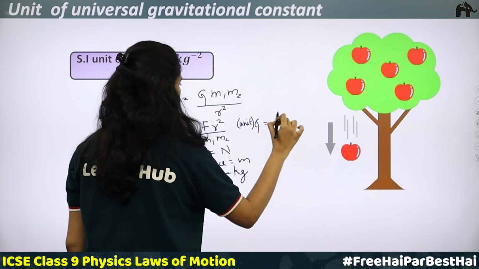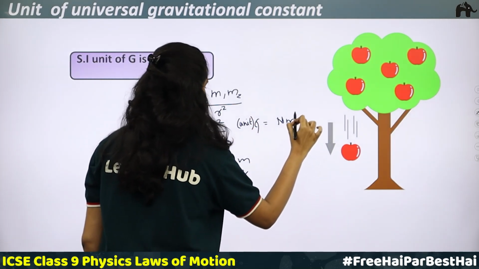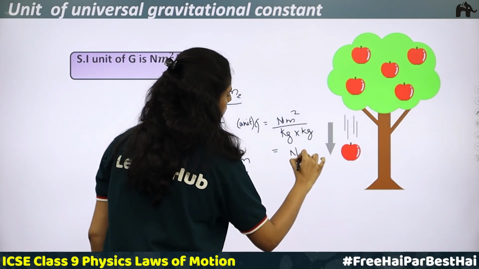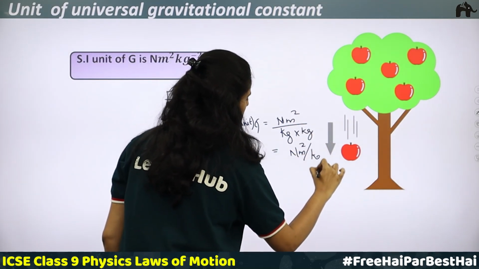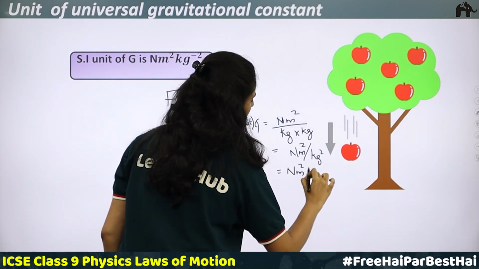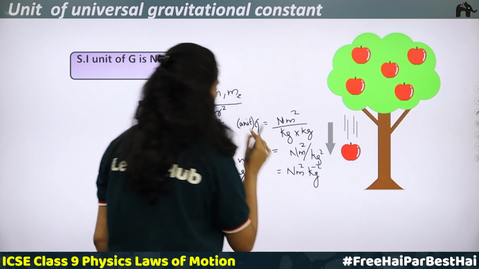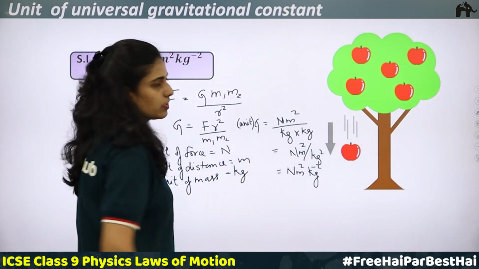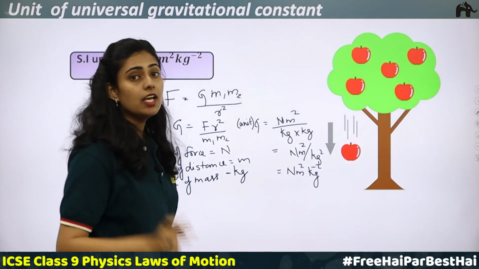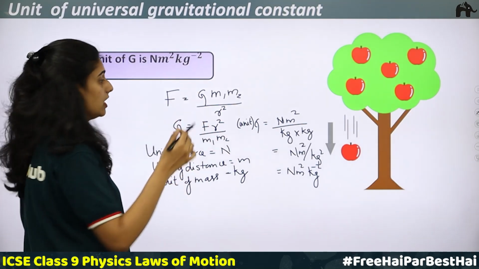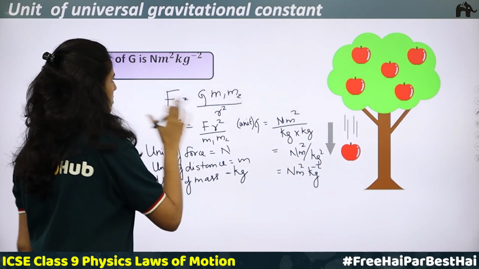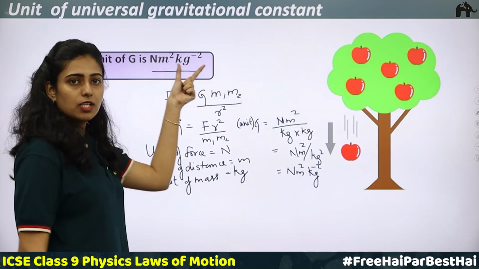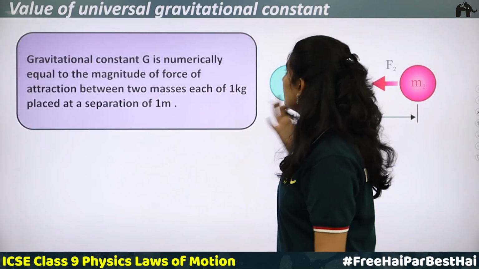So putting the units, we get G. Unit of G will be Newton meter square by kilogram into kilogram, which is equal to Newton meter square per kilogram square, or Newton meter square kilogram raised to minus 2. So the unit of gravitational constant is Newton meter square kilogram raised to minus 2. This is how you will be finding the unit of a quantity. Here we are finding the unit of gravitational constant. So how are we getting Newton meter square kilogram raised to minus 2? Understood this?